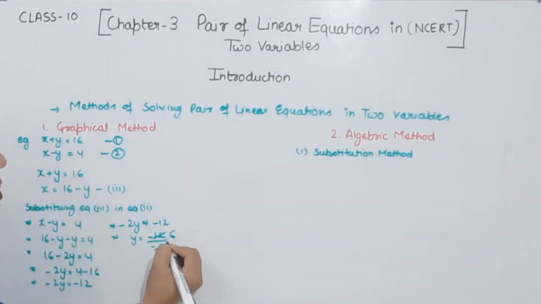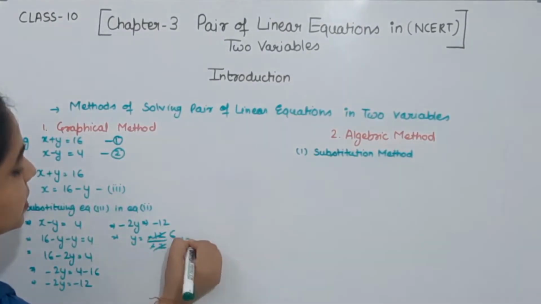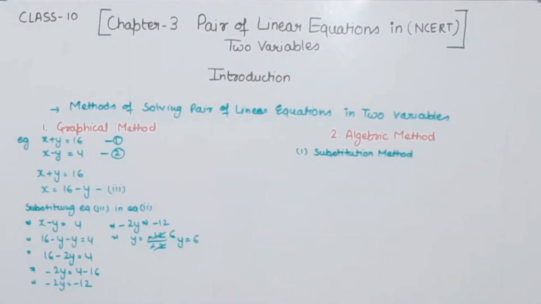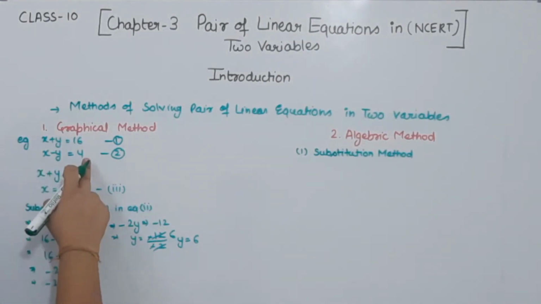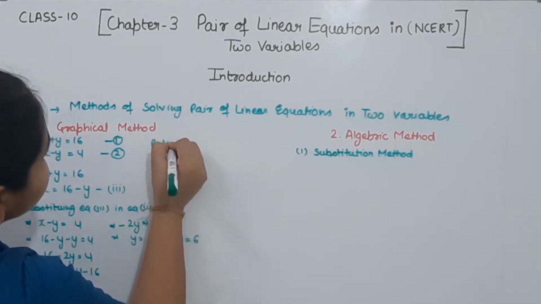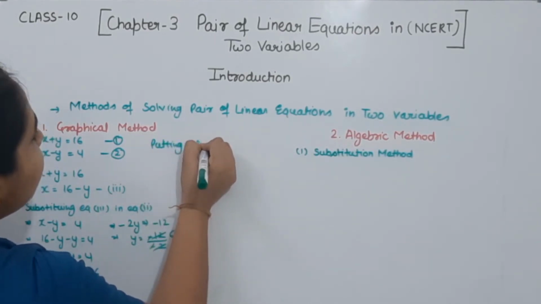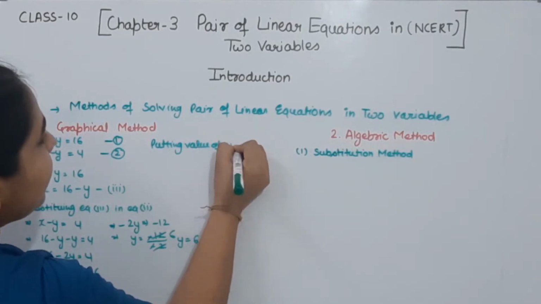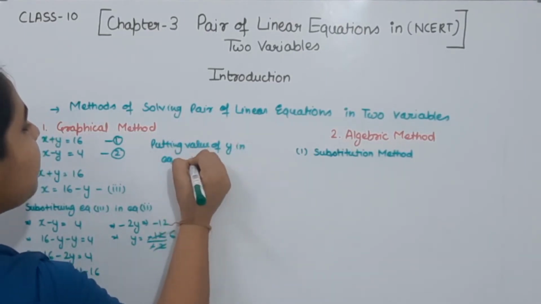2 ones are 2, 2 6s are 12, minus and minus cancel. So the value of y we are having is equal to 6. Now we are going to put this in any equation we are having. Let's take equation number 2. So I am writing here, putting the value of y in equation number 2.